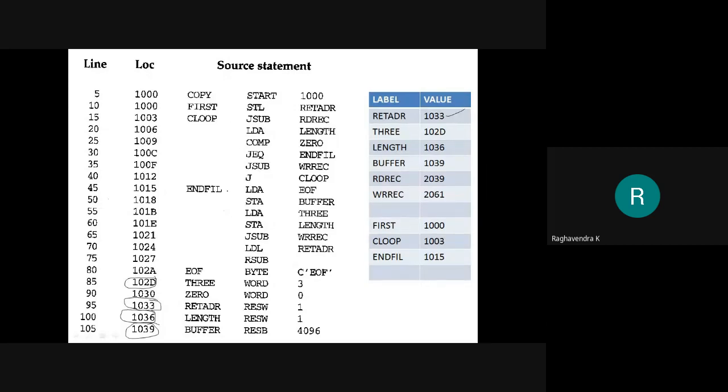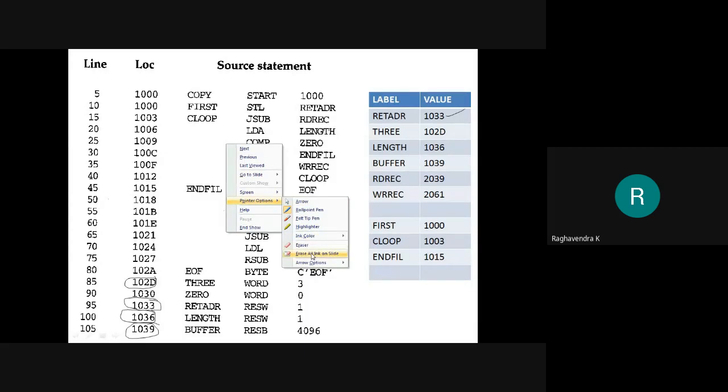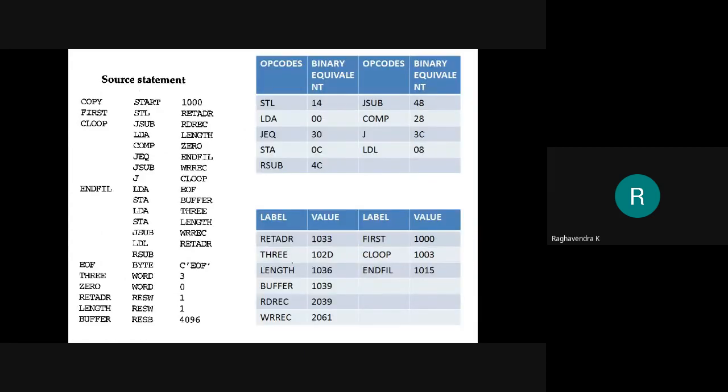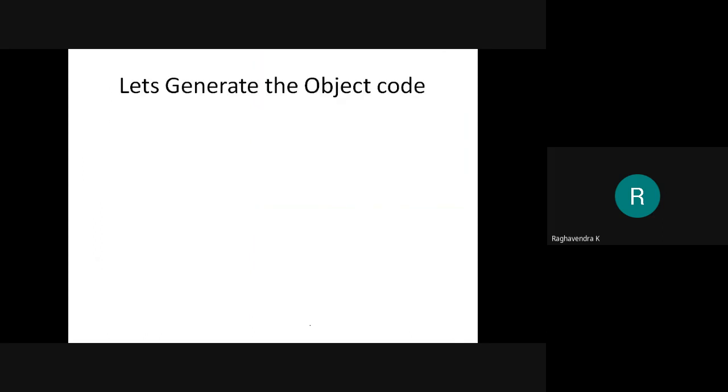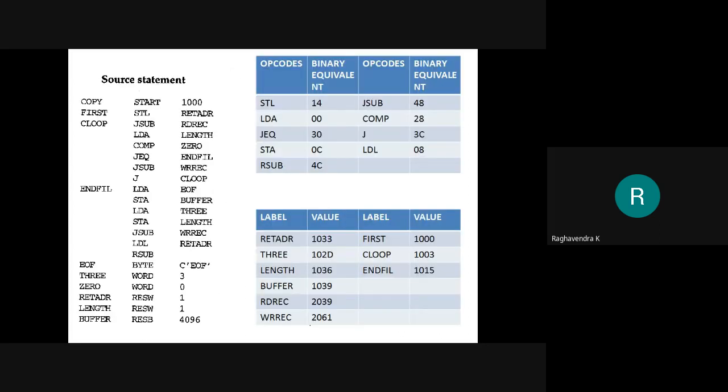Got it? Now with all this information available, can we assemble the program? Assembly is nothing but writing together the opcode with the operand. That's it. Can we do that? Right. So let's generate the object program. I'll be writing it here.